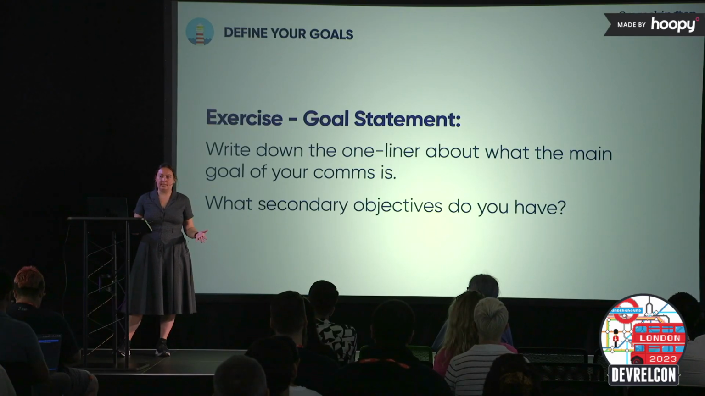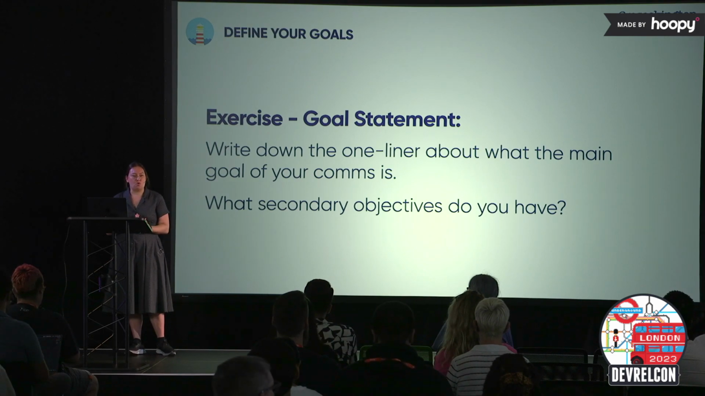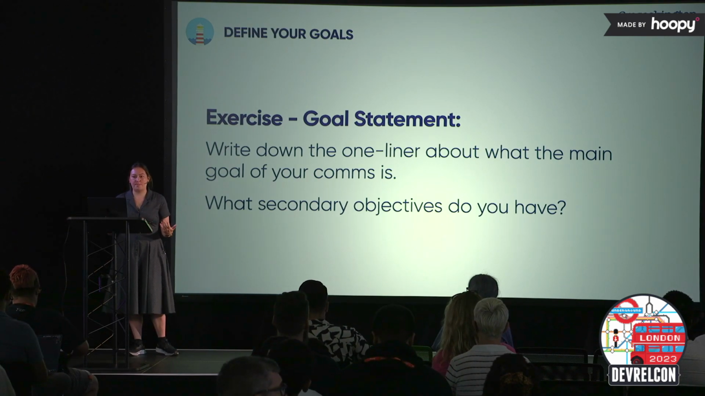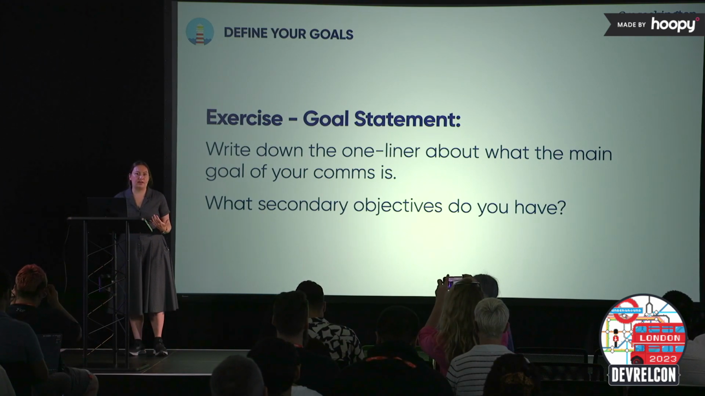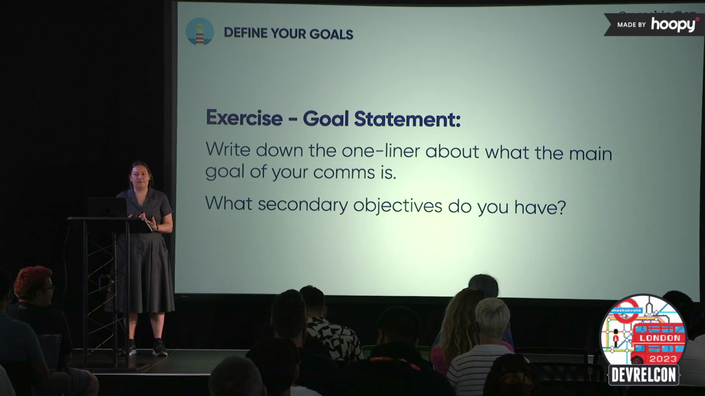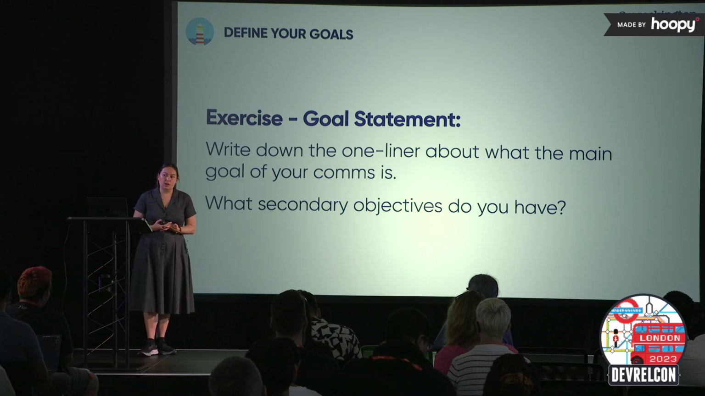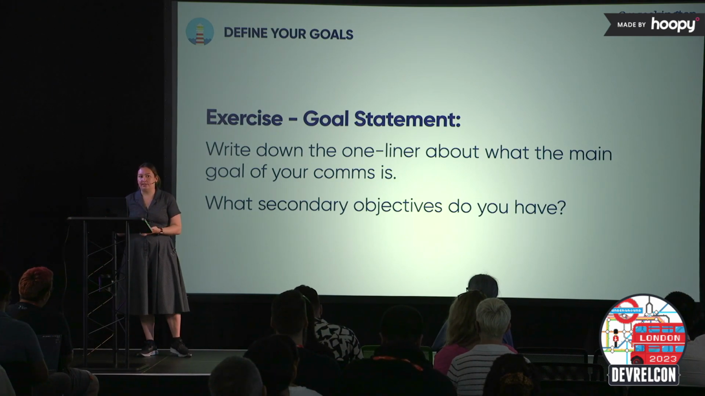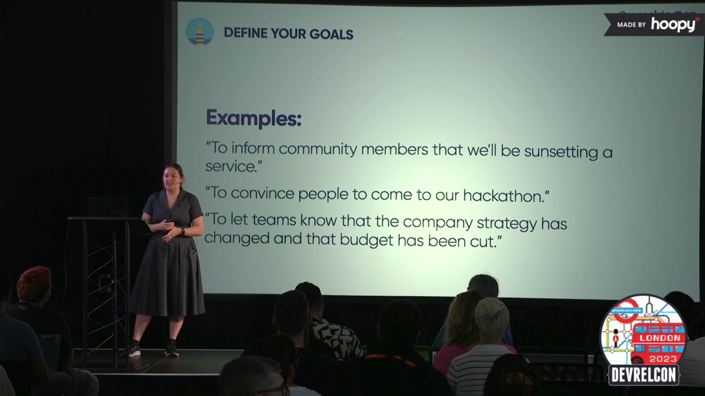Or what I've also seen is mixing up too many messages that aren't really about the same thing. So the first exercise is write down in a one-liner your main goal of what you want to do. Why are you planning on communicating something in the first place? And also think about whether there are secondary objectives. This will also help clarify whether it's something that actually belongs and fits in with the main comms, or whether it is actually something different. So here are a couple of examples, just made up ones to show that, and they're all just simple one-liners about the goal of the comms.